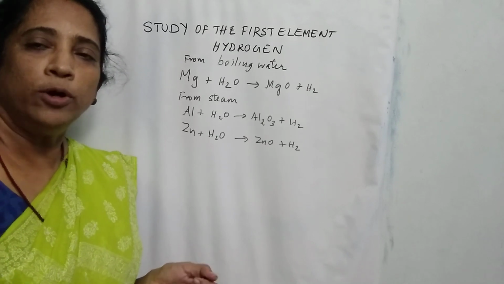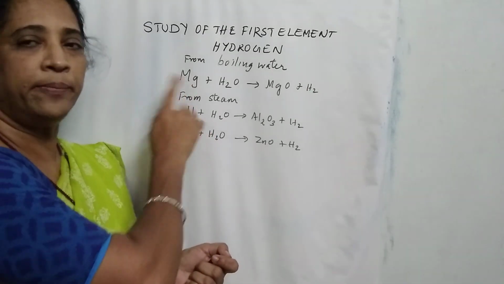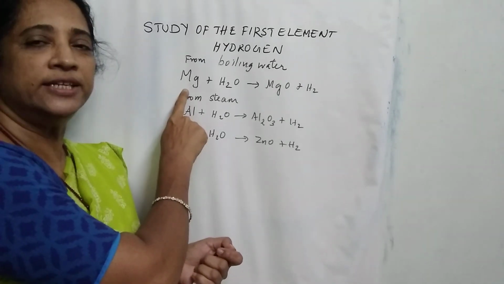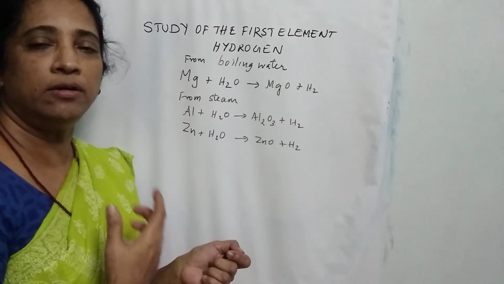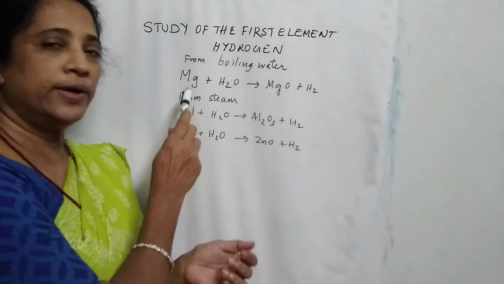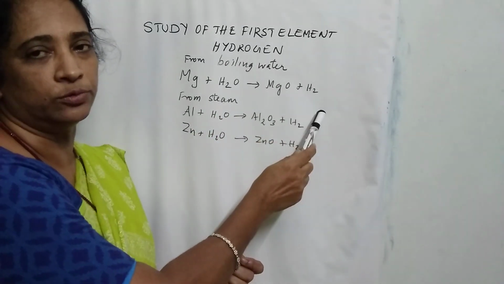Next, from boiling water. Preparation of hydrogen from boiling water. Only one metal reacts with boiling water, liberating hydrogen. The metal is magnesium. So which metal liberates hydrogen from boiling water? Magnesium. The equation is Mg plus H2O gives MgO plus H2.